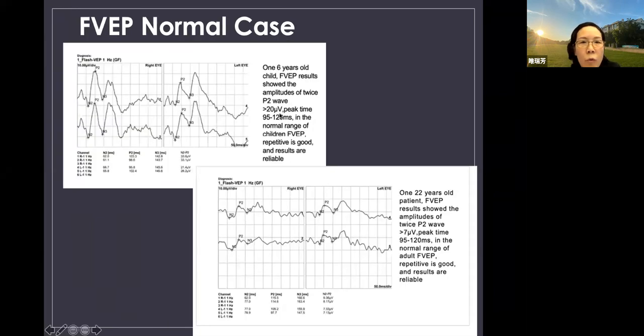This is the normal flash VEP. We can see the P2 peak time, and the two waveforms are repeatable, and the amplitude is within normal limits. This is a kid. Usually, kids have a higher amplitude compared to adults. These are adults. Both are normal.